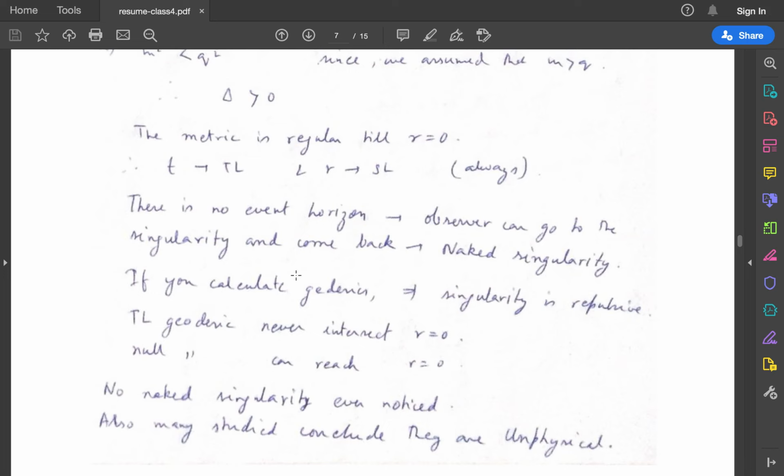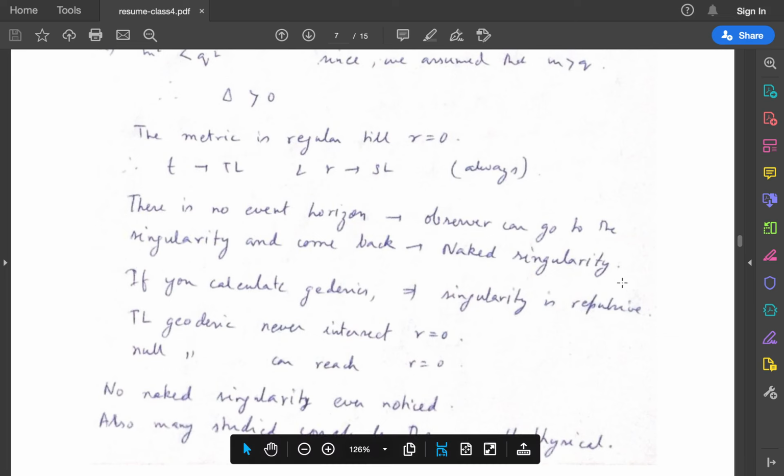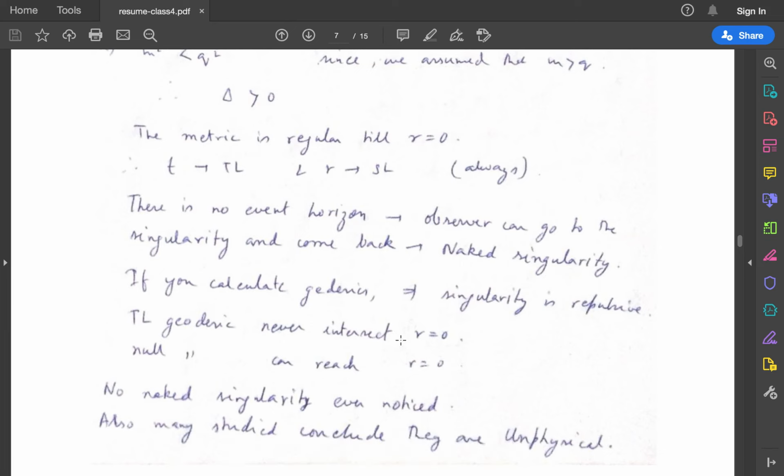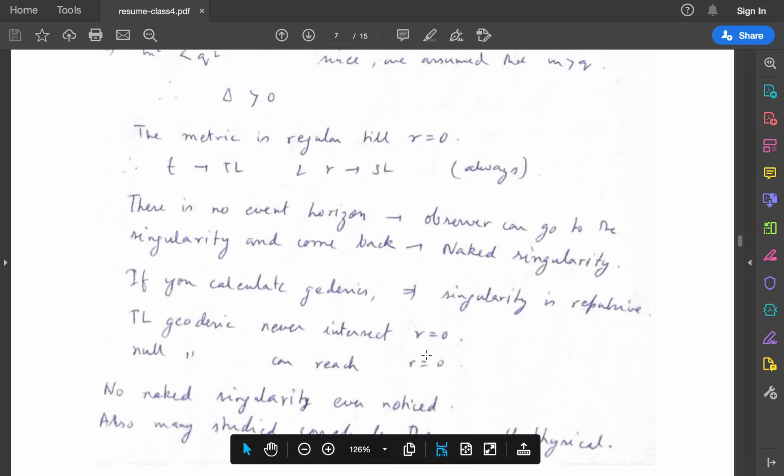The singularity, which is the curvature singularity r equal to 0, is known as the naked singularity. If you calculate the geodesic, you will find the singularity is repulsive. You can find that it blows up as r goes to 0. So the time-like geodesic never intersects r equal to 0. Null can reach r equal to 0, but only in some special cases, which we will not talk about.